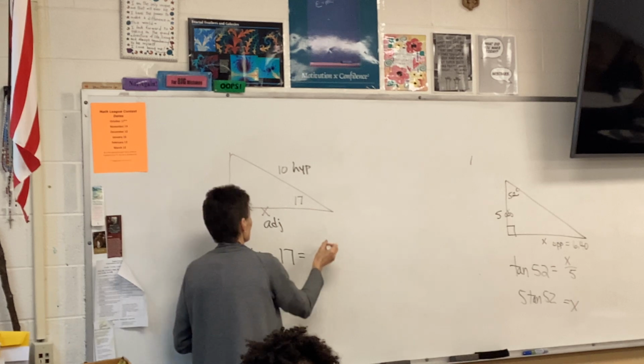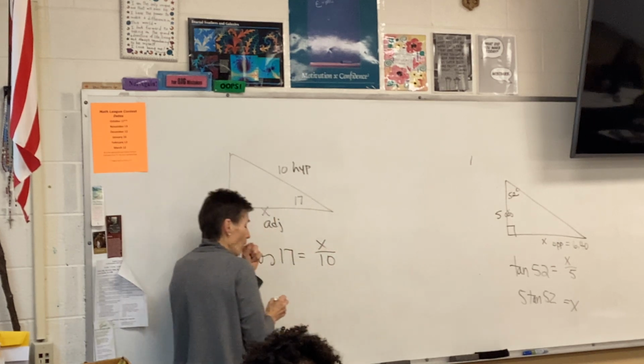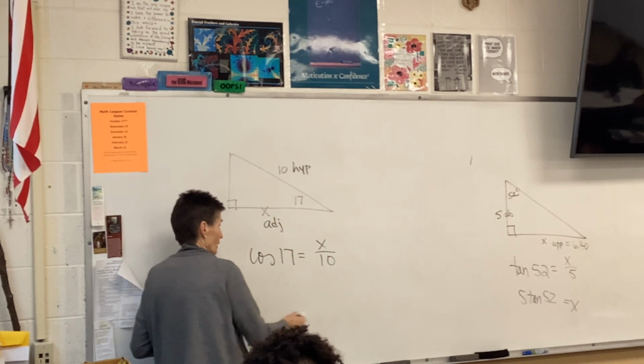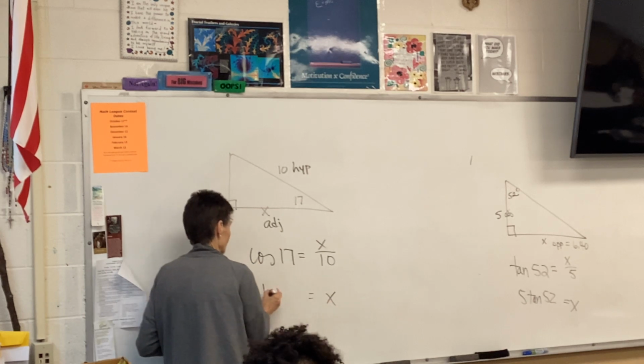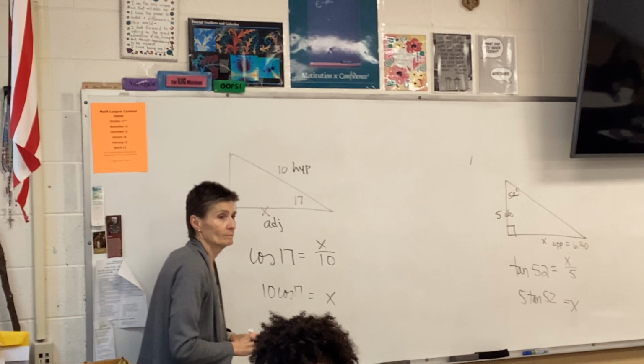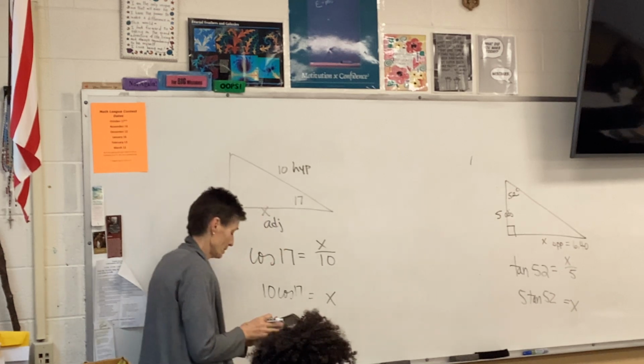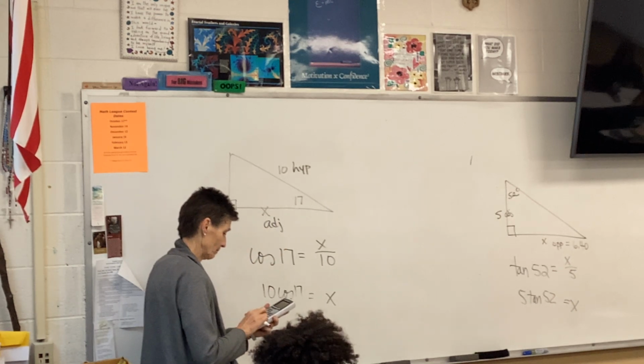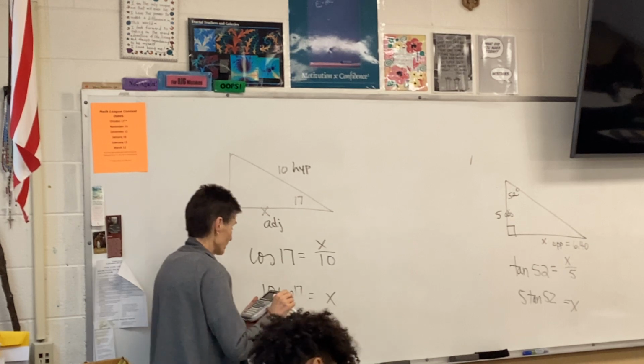So cosine 17 equals x over 10, times by 10. So regular equation, you're trying to get x by itself. And what do we get? 9.56.